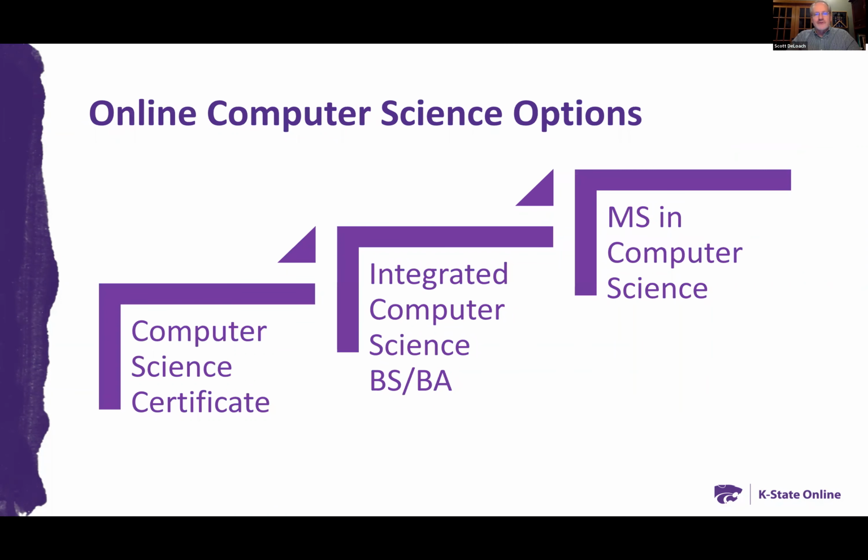What we're going to talk to you about tonight is 3 specific programs. One is a computer science certificate, which is a 17 credit program that gives you a certificate. The second is our integrated computer science BS or BA program that builds upon that certificate. And then we also have a master's in computer science. All 3 are available online.